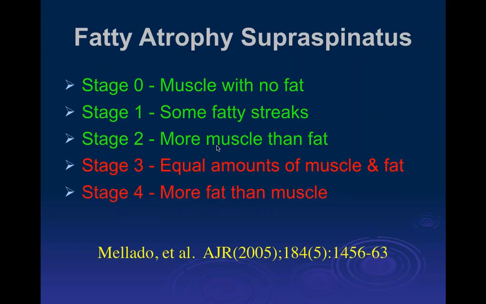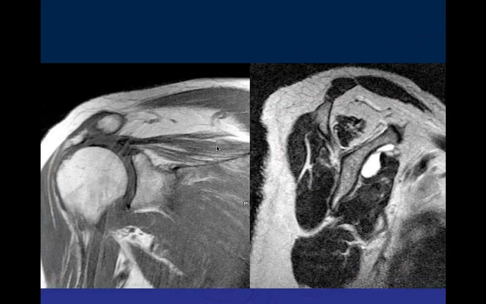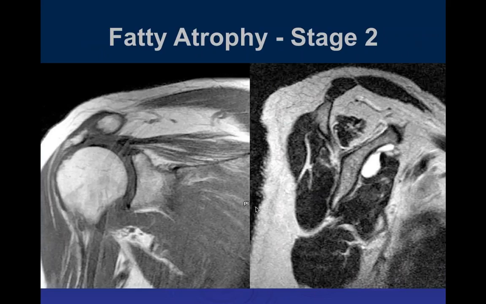So instead of using the tangent sign, I like to look at the muscle itself, and as long as you have more muscle in the volume than you have fat, the patient still is a good surgical candidate. So here's an example. Here we can see there's a complete tear of the supraspinatus tendon, proximal retraction of the distal end of the tendon and the musculotendinous junction, and here we can see a lot of streaks of fat within the muscle, but there's still more muscle than there is fat. So this would be a stage 2, and this patient would still be a reasonable surgical candidate if everything else were fine.